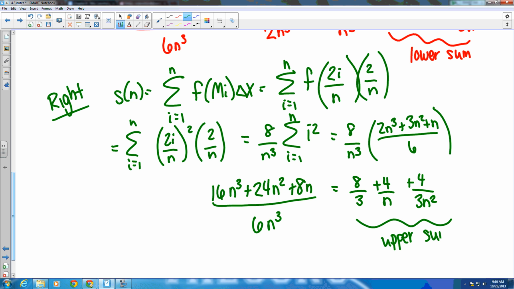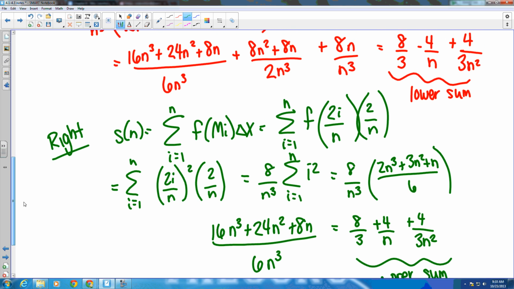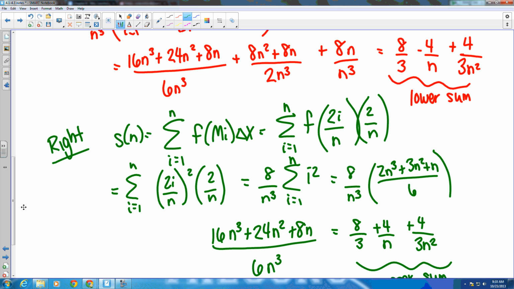Obviously that one was a lot faster. I want to compare the upper to the lower. The only difference is a subtraction sign versus a plus sign for that 4 over n.